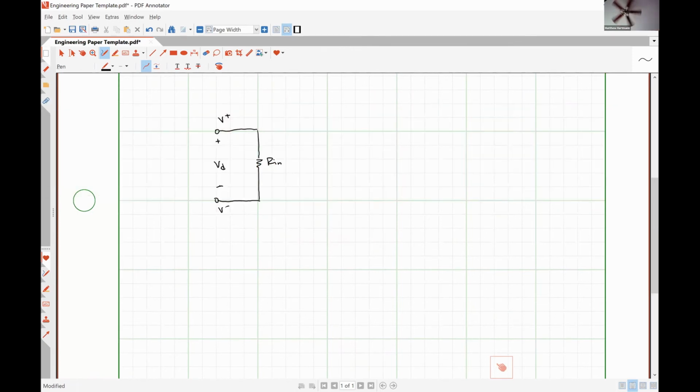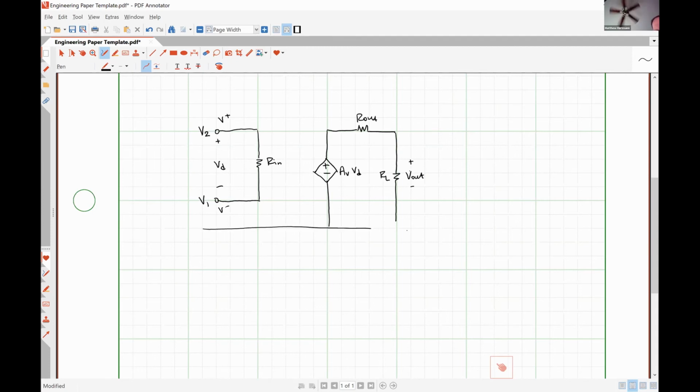And so V1 is connected to the inverting input terminal. So this is where your voltage V1 is applied. And this is where your voltage V2 is applied. Then you have AV times VD, R out, RL, V out, and this is your ground plane.